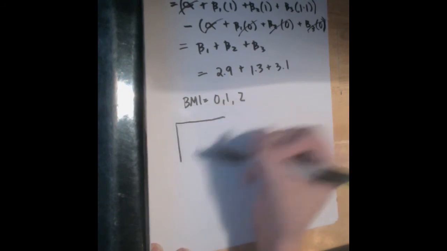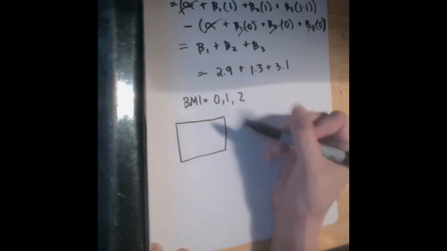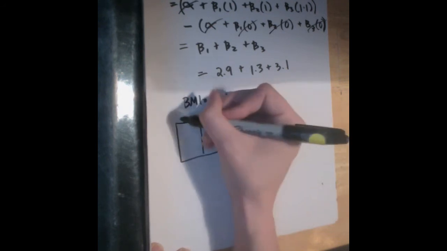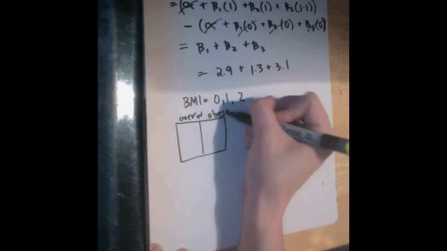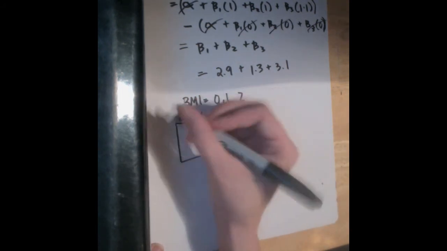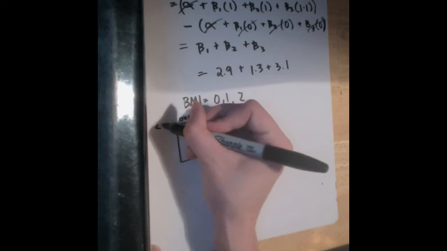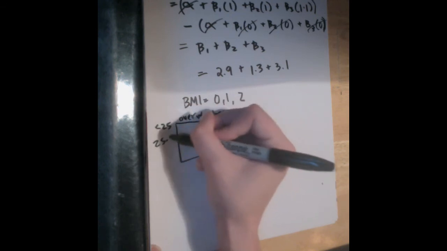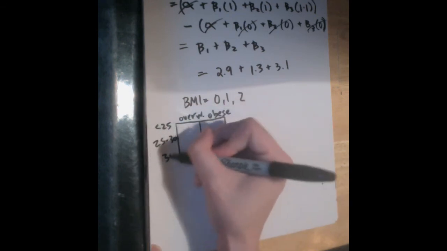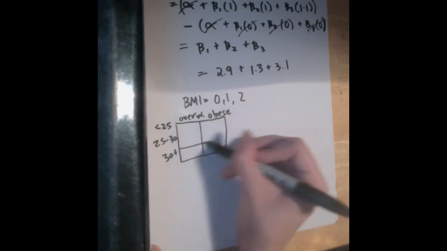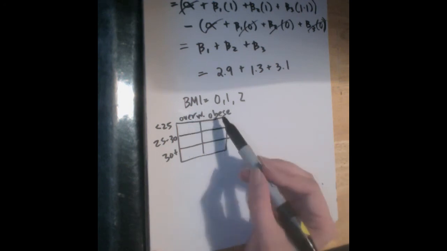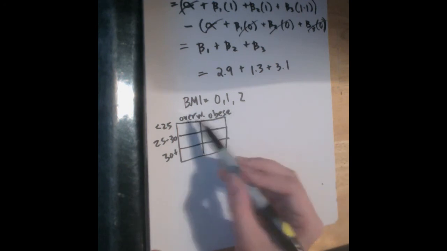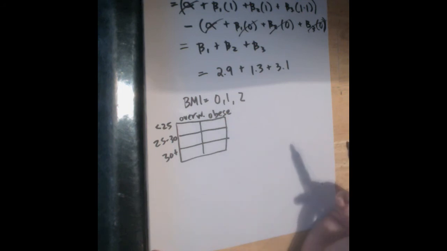For example, the example we were using in class is overweight or obese, and the categories are less than 25, 25 to 30, 30 plus. I think those are the right categories. So what happens here is you can be in one of these categories or the other. You're either overweight or you're obese, and that logically doesn't make a whole lot of sense.